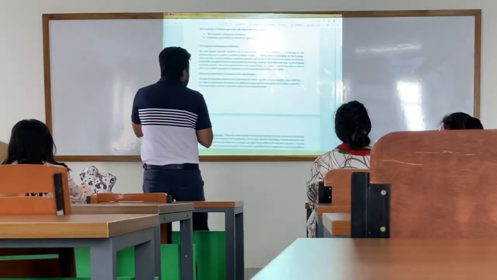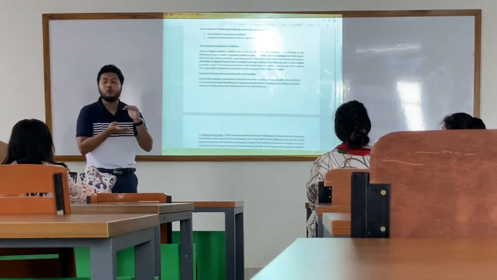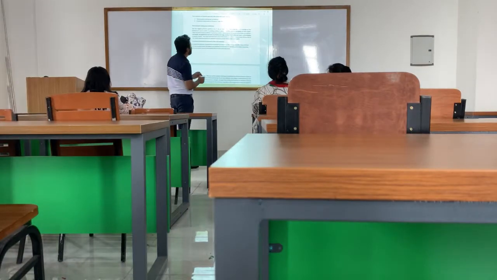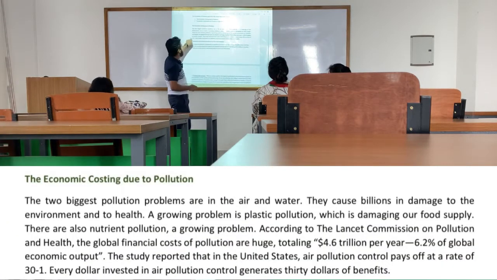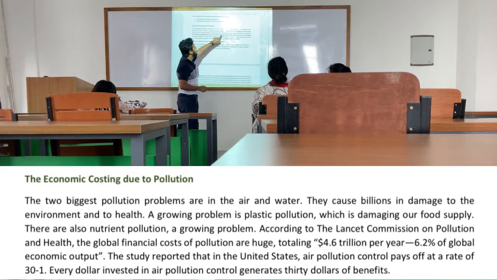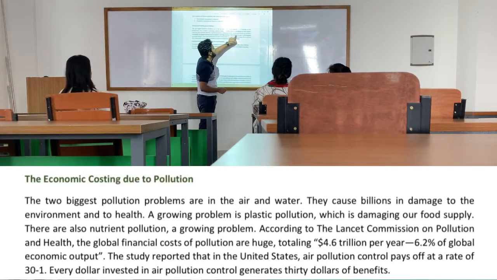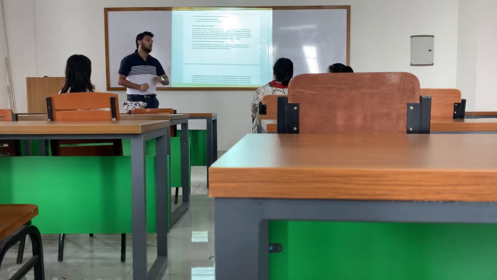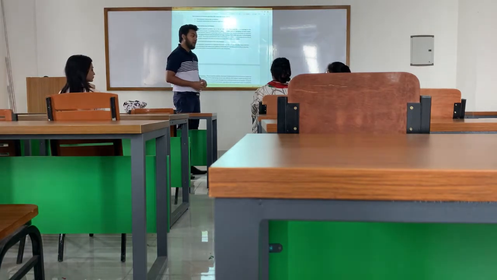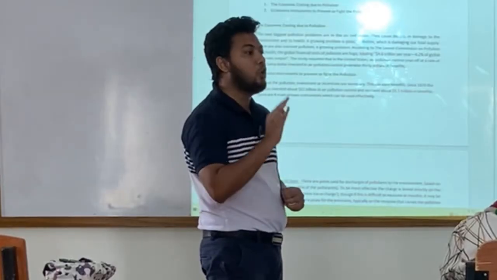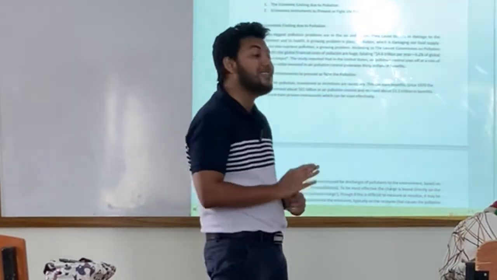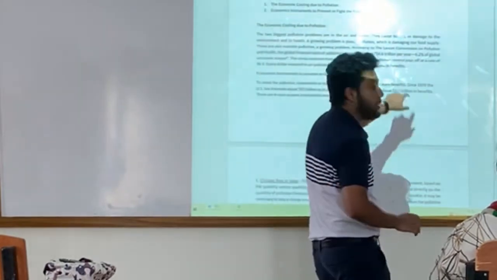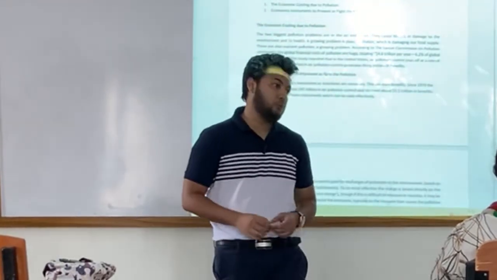So if we control the pollution, at that time we will also be able to save a lot of money. You see that according to the Lancet Commission on Pollution, the global financial costs of pollution are huge: $4.6 trillion per year, almost 6.2% of global economic output. Because of pollution, per year we have almost $4.6 trillion in losses. That's huge. That's almost 6% of the total global economic output.